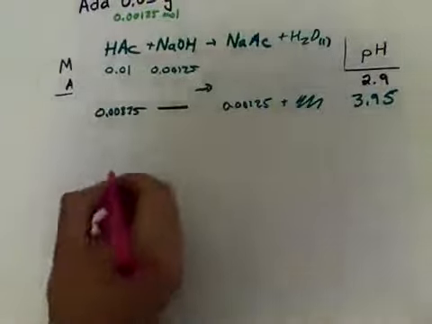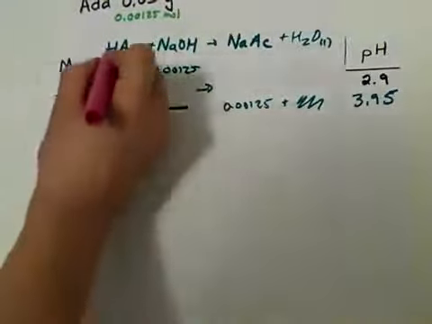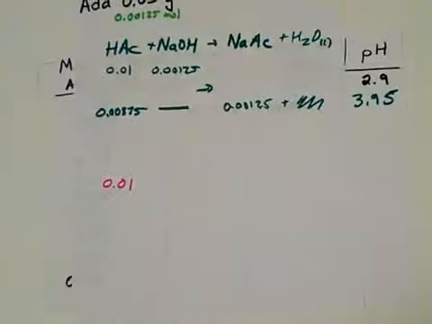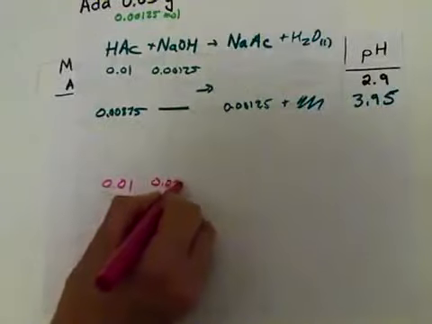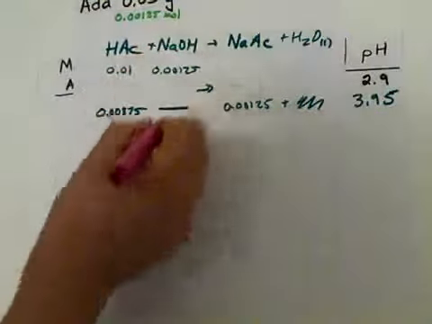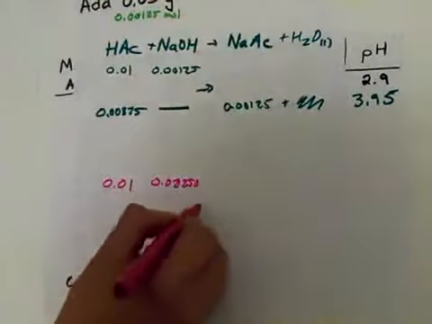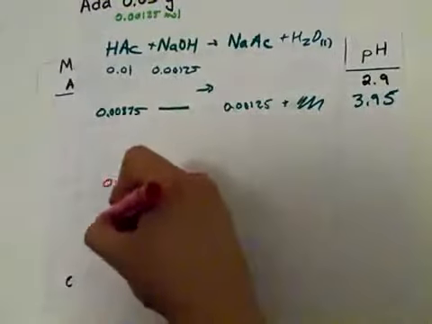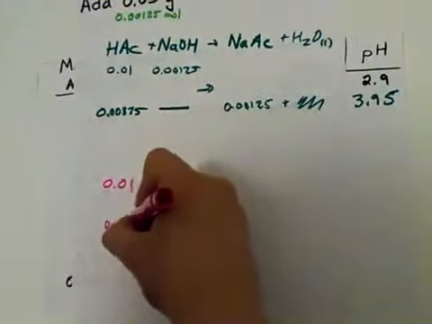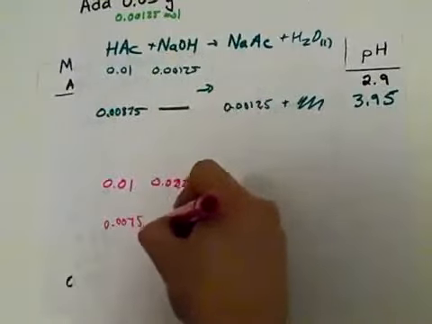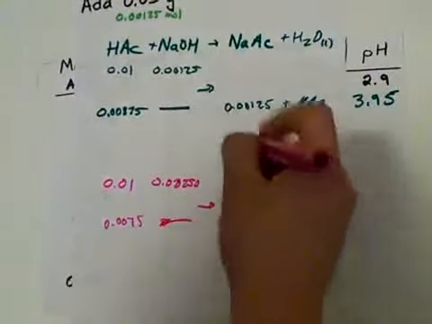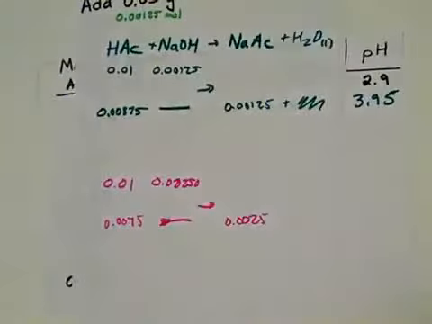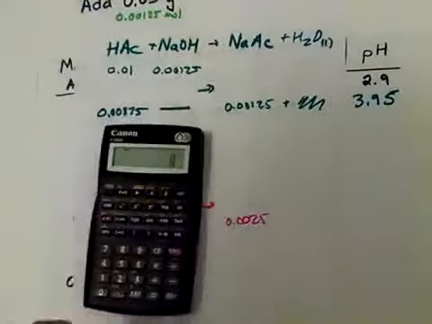So what we've done is we've started with 0.01 moles of HAc, or acetic acid, but now we've added 0.0025 moles of NaOH. After the reaction, that leaves us with 0.0075 moles of acid, none of that, and 0.0025 moles of conjugate base. So let's use the Henderson-Hasselbalch equation.